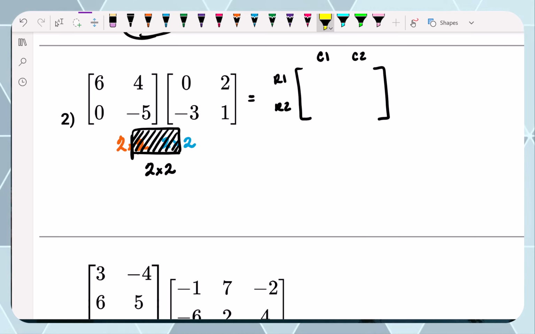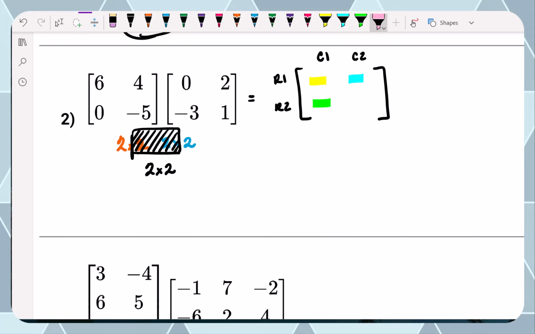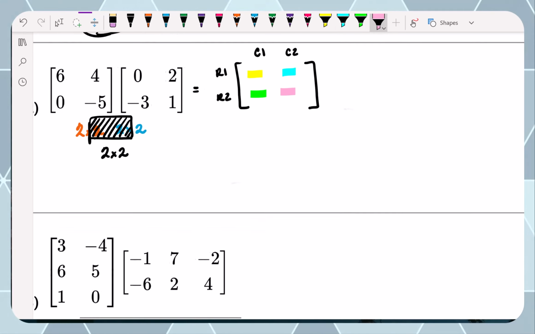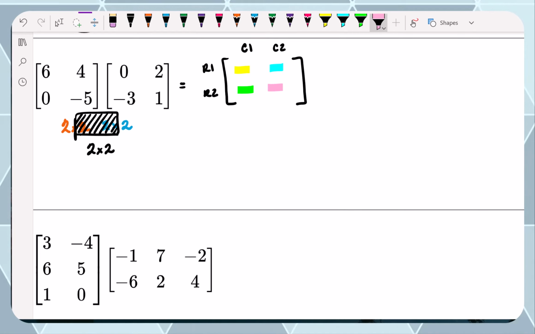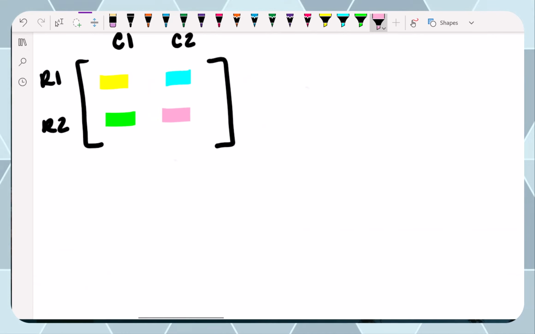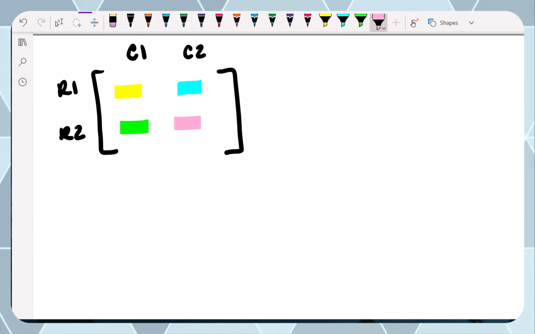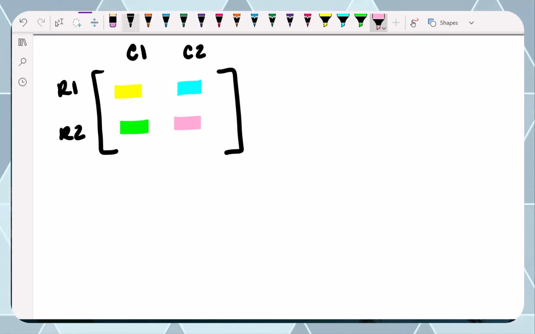Okay, and you don't have to highlight. I just like to do that because I am a visual learner. So what I'm going to do is multiply this using that same pattern, but I've got 4 final answers that I'm going to include in my matrix because it's going to be a 2 by 2. So the first thing I'm going to do is figure out what goes here in this yellow section. And if you notice, the yellow section uses row 1 and column 1.